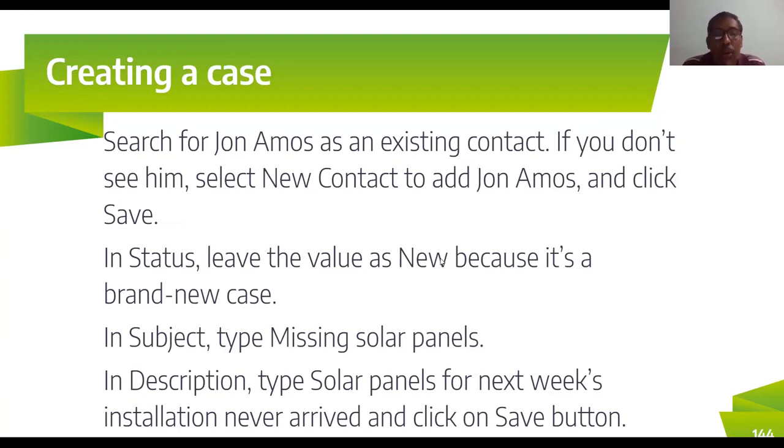In status, we're going to leave the value as New, because it's a brand new case. In subject, we're going to type missing solar panel. In description, we're going to type solar panel for next week installation never arrived, and click on the save button. This is the description we are going to enter. Giving all this information, I'm going to click on save.